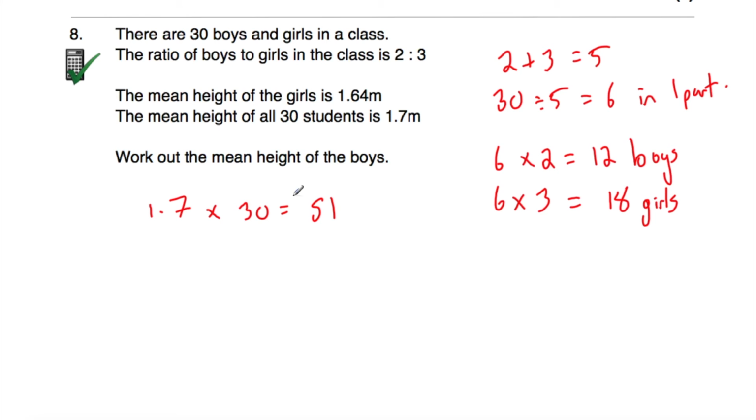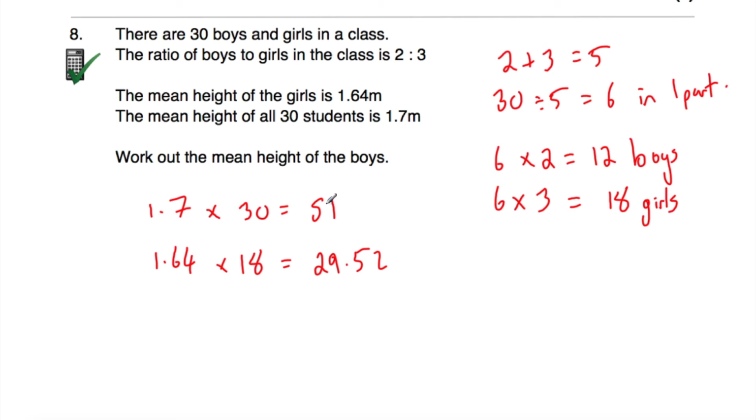So the total height of everybody in the class is 51 meters, or if they stood on top of each other, it would be 51 meters tall. Okay, so that's the total height of everybody. Now in terms of the girls, their mean height is 1.64 meters. So if we take that 1.64, then we multiply that by how many girls are in the class, which is 18. And whenever we multiply those together, we get that's equal to 29.52 meters.